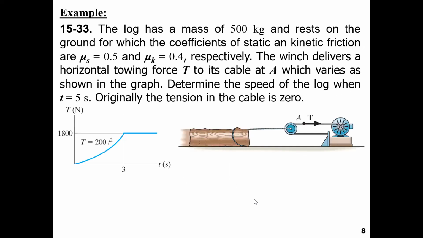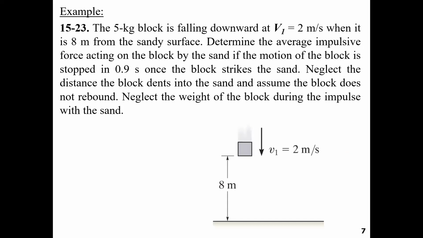So with that, let's do a couple of examples, see how things work. This is a relatively simple example in terms of the impulse momentum concepts. You have a 5-kilogram block, has initial velocity of 2 meters per second, 8 meters above the ground. It falls another 8 meters. So obviously from the work energy relation, you realize that this coming down will increase its velocity.